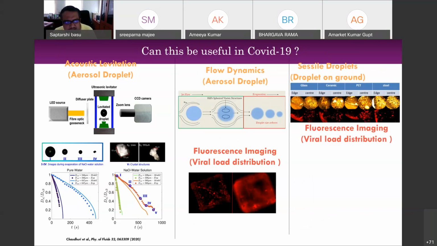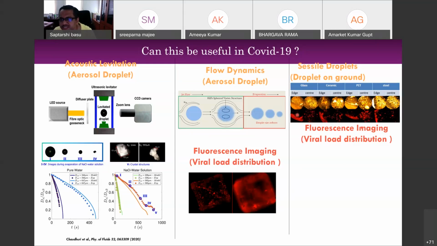So this levitated droplet gave us a wonderful feel for how the viral loads are distributed in an aerosol. So that can answer a lot of questions about how the virus actually spreads. Similarly, we did the same thing with sessile droplets, that is, droplets on the ground. That means the fomites that we talked about a little earlier.